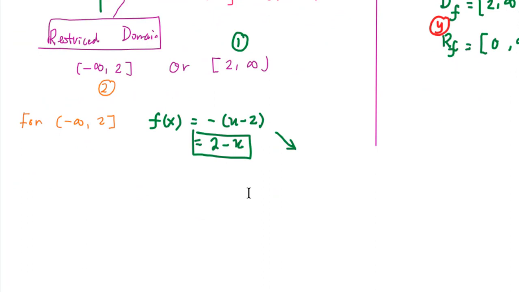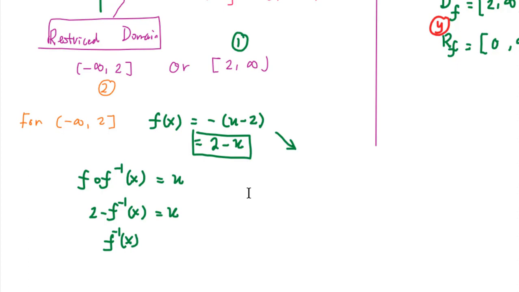Okay, so finding the inverse, f of f inverse equals x. So 2 minus f inverse equals x. We rearrange it with f inverse as the subject. We get 2 minus x, exactly the same. But do not forget, the domain and range might be different. Once you get the inverse, again the domain, because we already restricted it, is negative infinity until 2.